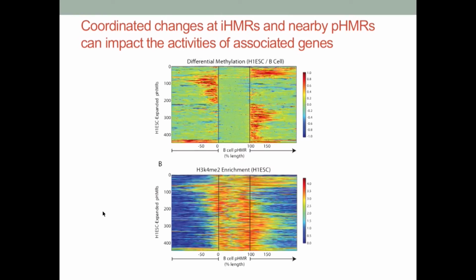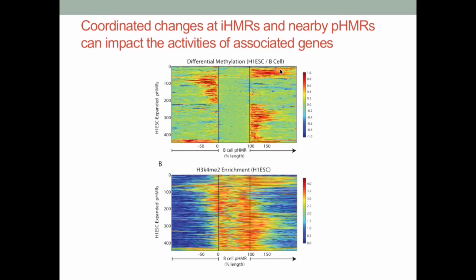Another thing I mentioned earlier has to do with the coordinated changes. This was your question about how HMRs interact with PHMRs, promoter HMRs. I mentioned that we see this spreading of methylation at cell type specific promoters, and that's what this is showing. If we look at differential methylation between H1 cells and B cells across B cell HMRs, we see an expansion of hypomethylation in H1.